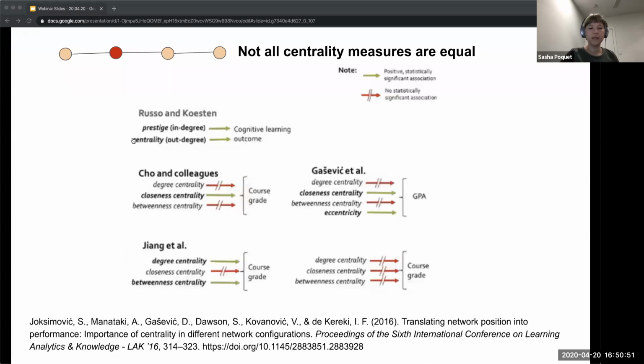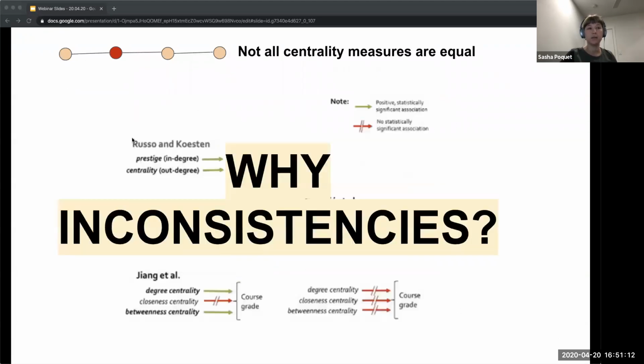In learning analytics, we have used that quite a bit. So looking at learner positioning in a network and in different kinds of networks in relation to the learning outcome. And as the next slide shows, these relationships are a mixed bag. They're not always consistent as to what we see. And so the question arises as to why the inconsistencies.